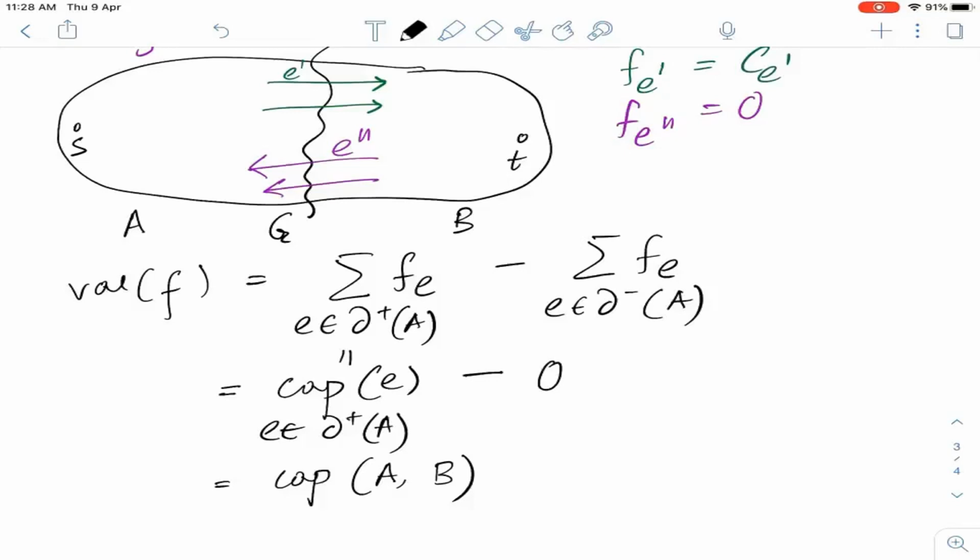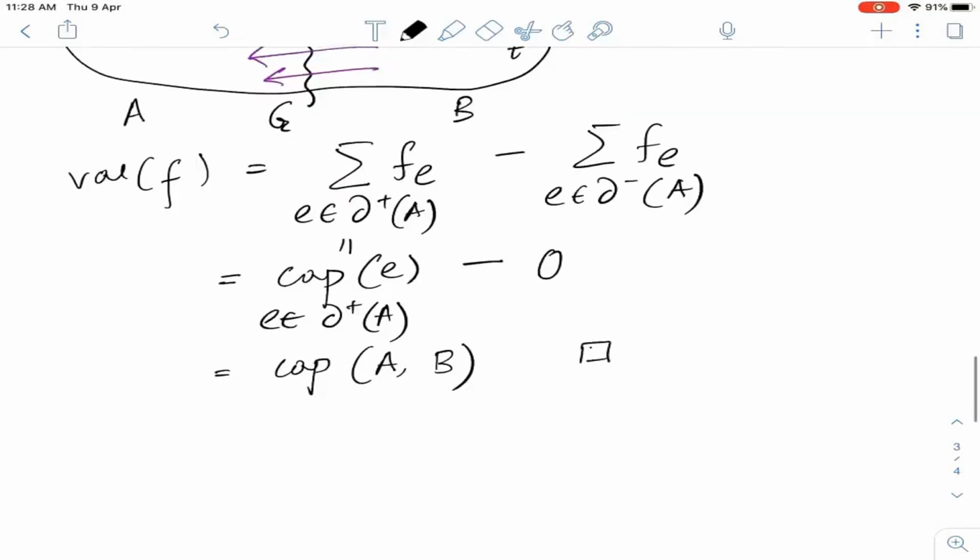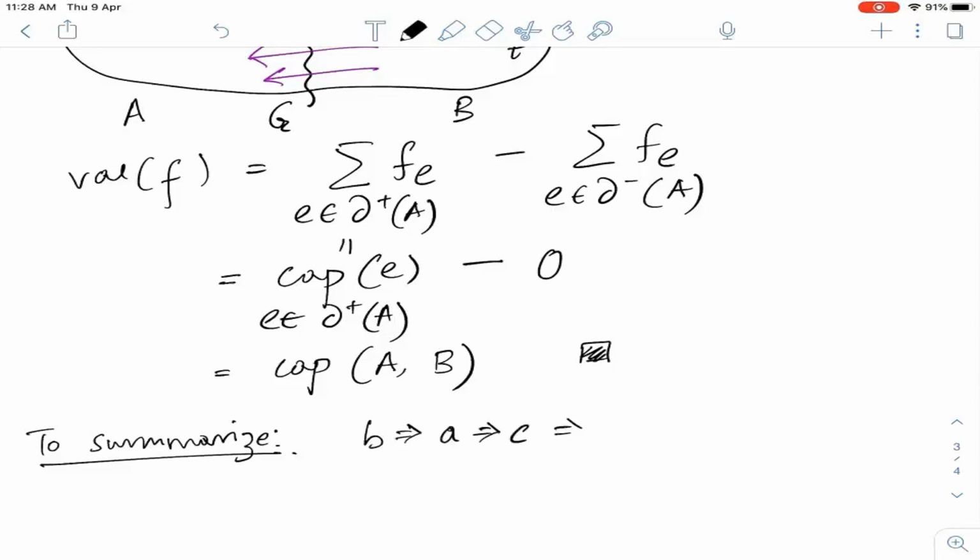Okay. So this essentially proves that C implies B. So to summarize, what we have proved is B implies A implies C, and finally we proved C implies B. And that gives us the theorem.